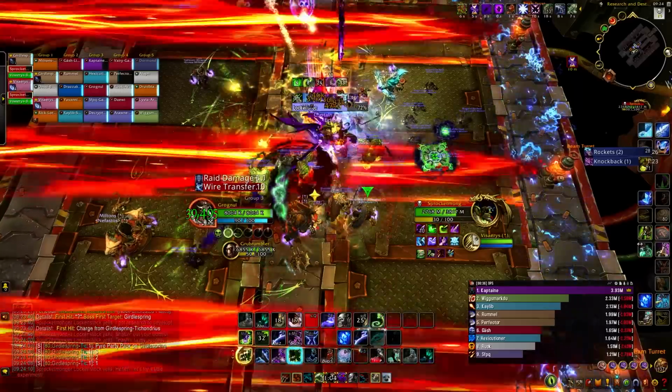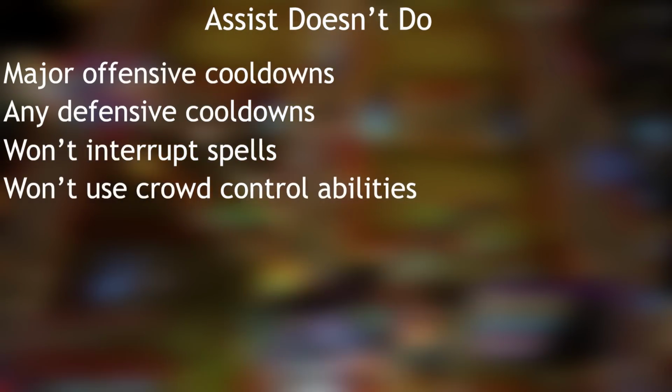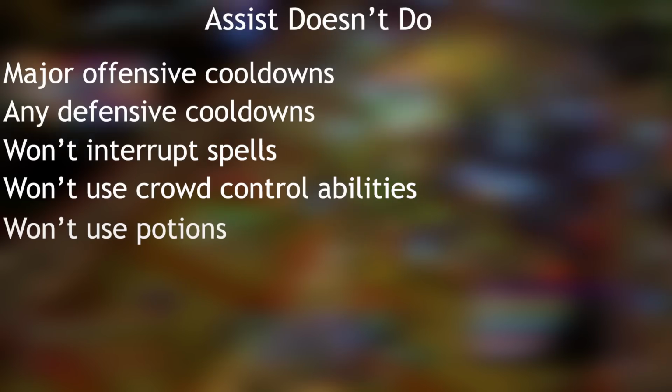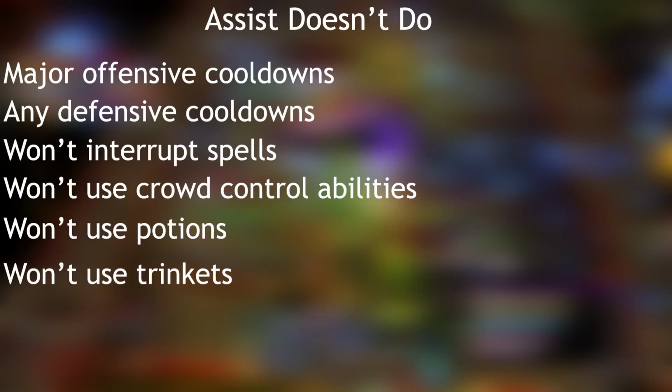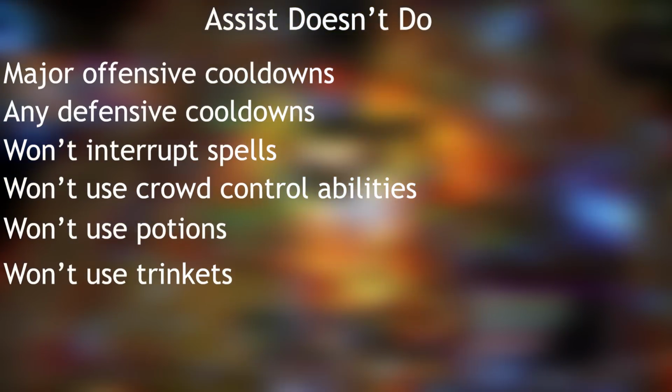So now that we know the core of these features, let's talk about what they don't do. It won't use or suggest major offensive cooldowns, nor will it use any defensive cooldowns. If a mob is casting an interruptible spell, it will not suggest an interrupt ability. It won't suggest any crowd control abilities, potions, nor trinkets. You are still required to use those abilities on your own.